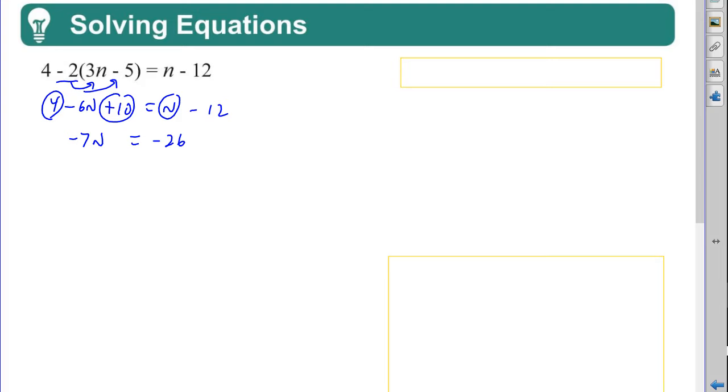Now all we got to do is move that negative 7 by dividing that side by negative 7. We don't want to leave it negative over negative, n equals 26 sevenths. Algebra 2 shouldn't be a problem.